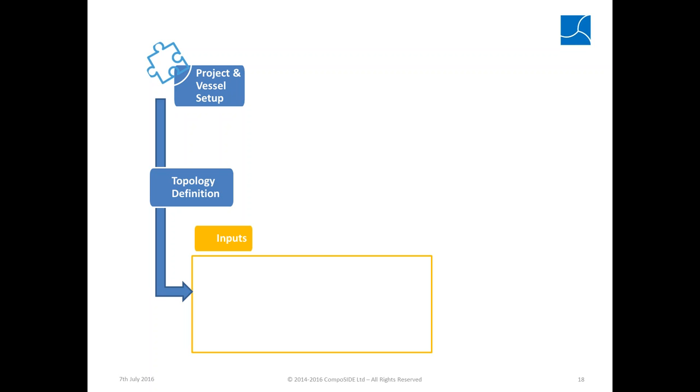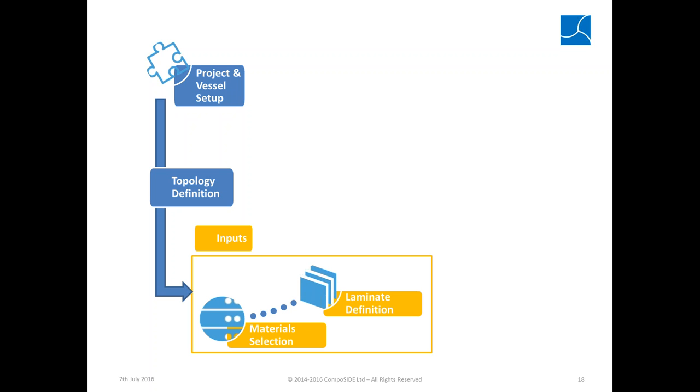You've got your main inputs. So you've got your material selections, where CMDB comes in, and you've got your laminate definition. So this is where you build your stack-up, which you're going to apply to your beams and your panels.